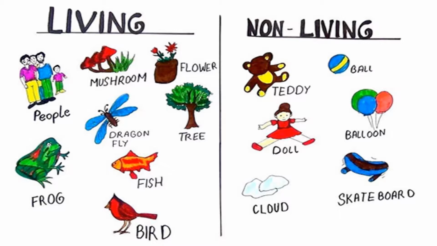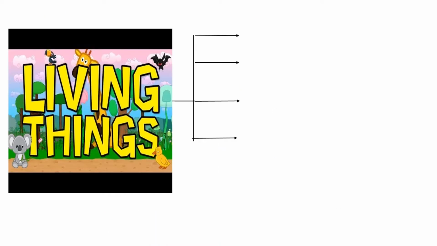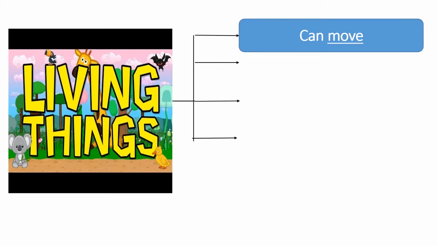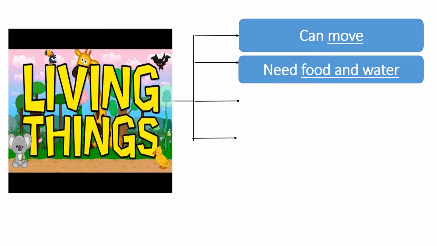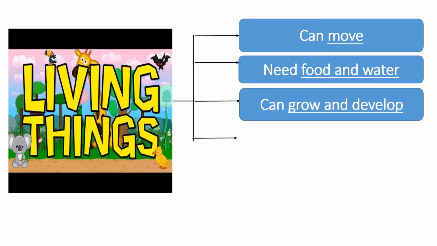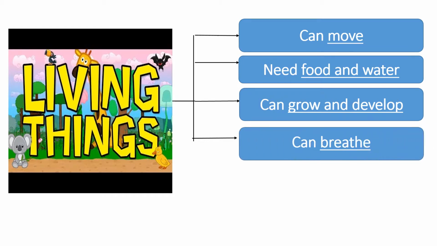Children, we have also learned the features of living and non-living things. Let's see one by one. Living things can move by themselves. The second feature was living things need food and water. With the help of food and water, living things grow and develop. Even living things can breathe.